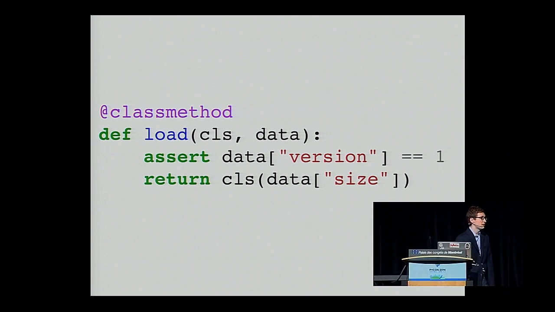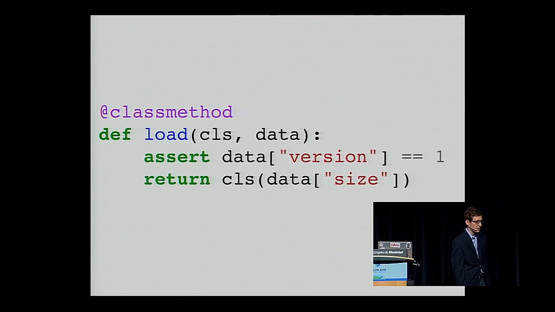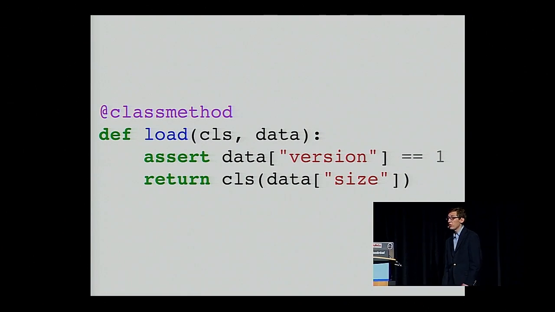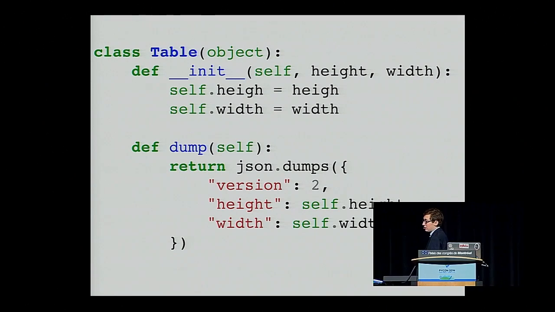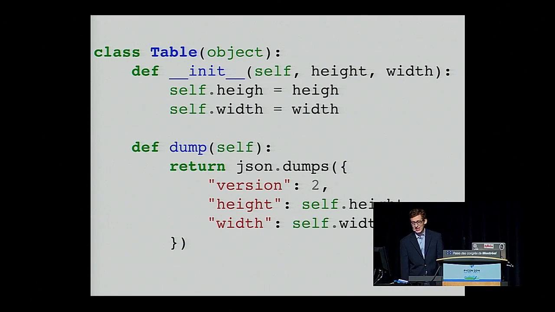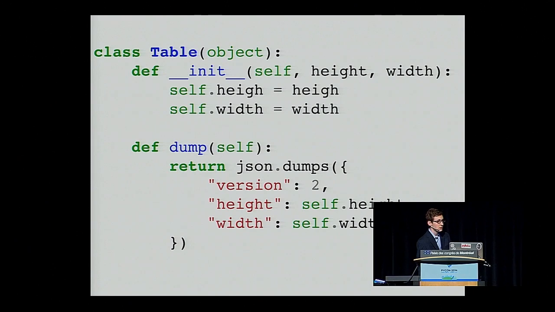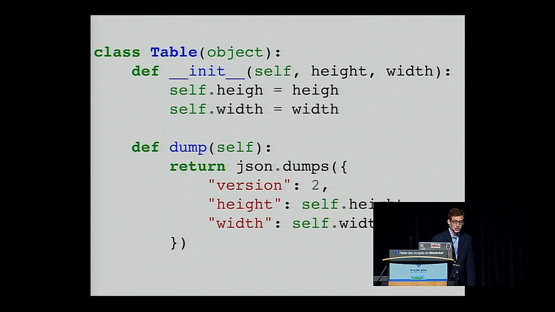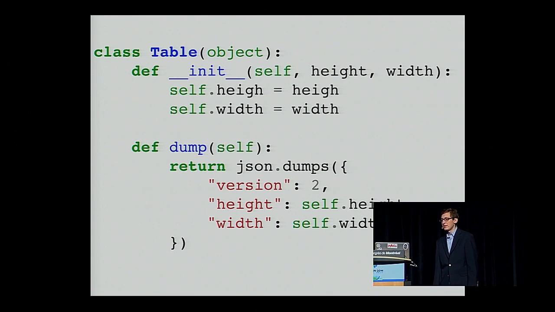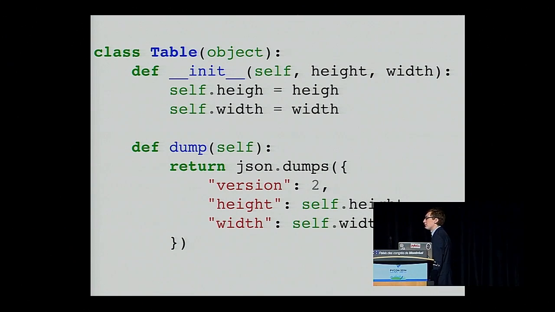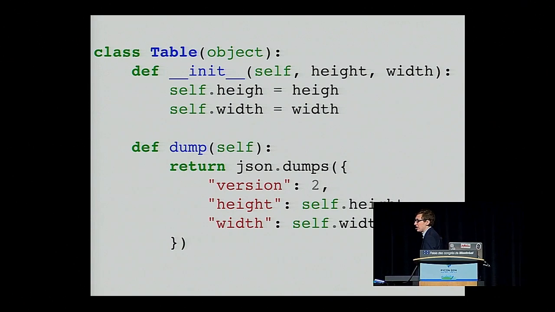Time passes, and my company gets out of the business of making square tables. We're now into rectangles. Rectangles are popular. Rectangles do not just have a size. They have a height, and they have a width. So we change our dump method. Now we're dumping the height and the width. That makes sense. We've incremented the version because we've changed the representation of our tables.